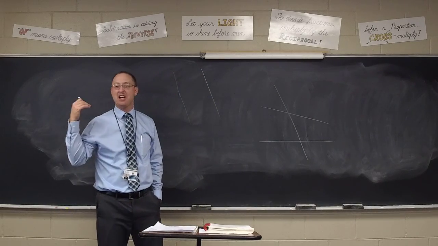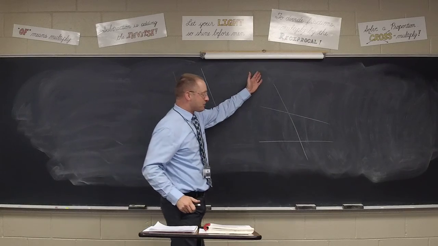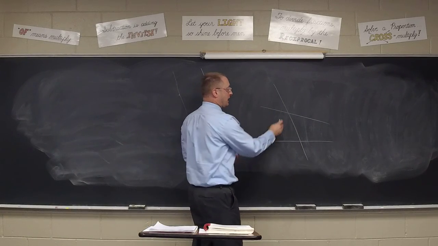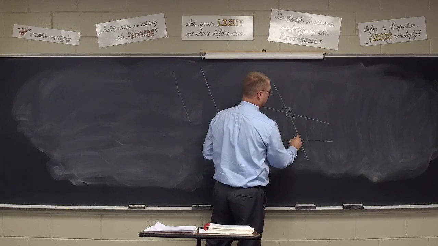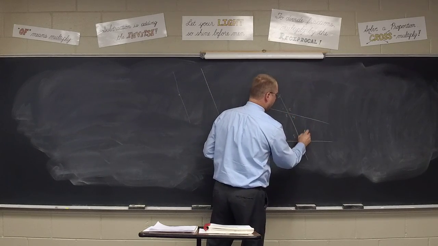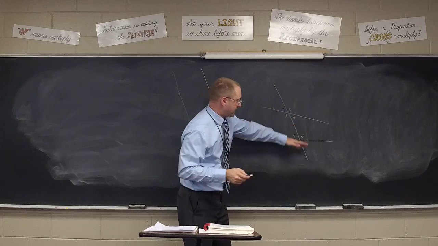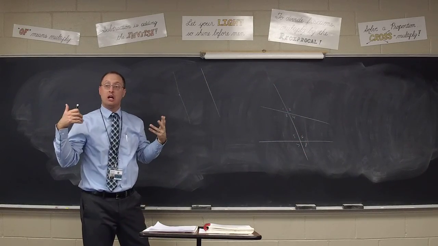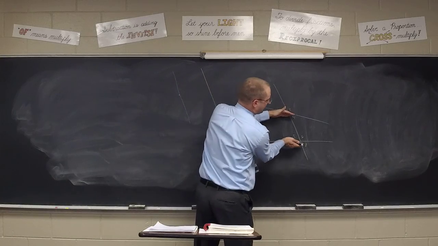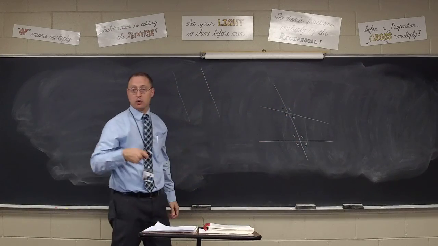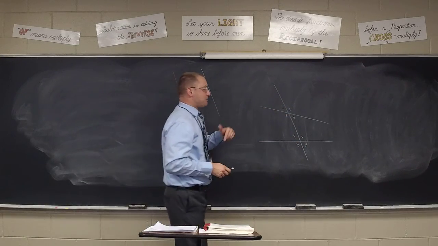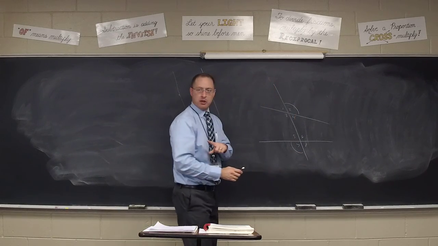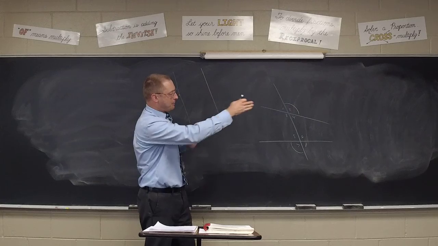Class, say that word with me. Transversal. So a transversal is a line that cuts through other lines, and it forms, of course, with each of the lines, 4 different angles. And we said that the angles 1, 2, 7, and 8, since they're on the outsides of the lines, class, those are called exterior angles, and angles 3, 4, 5, and 6, since they're between the lines, we call those interior angles.